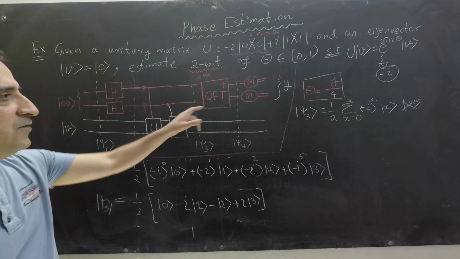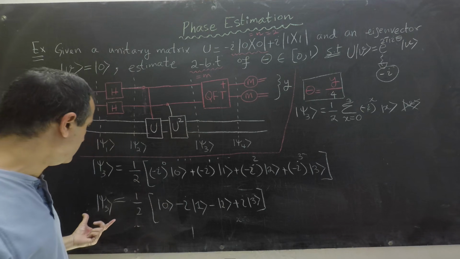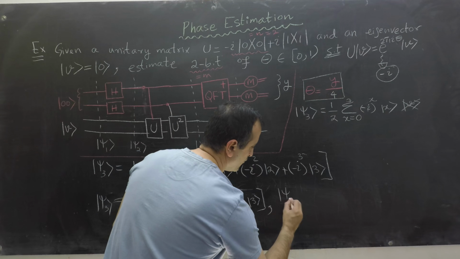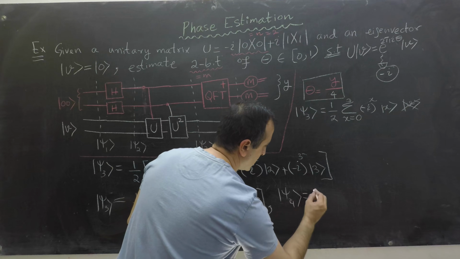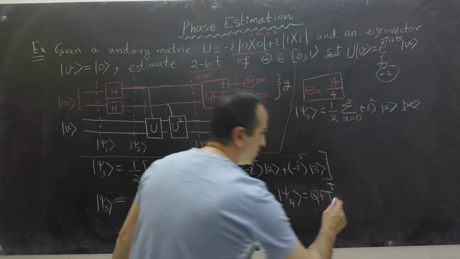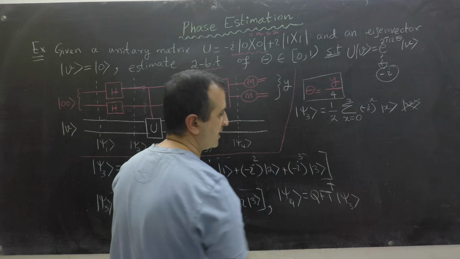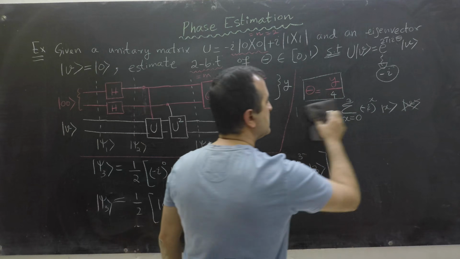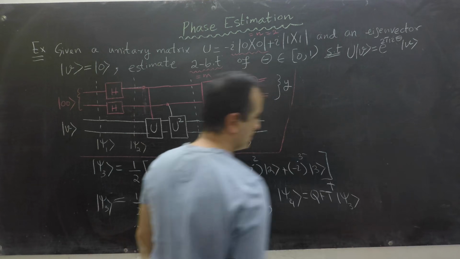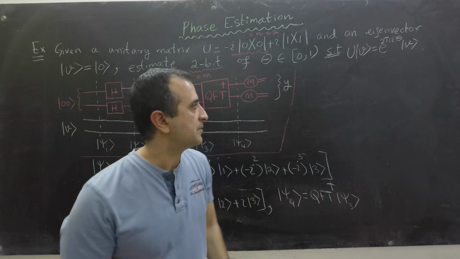To calculate |ψ4⟩, I have to apply an inverse quantum Fourier transformation on |ψ3⟩. So my |ψ4⟩ is that I apply the quantum Fourier transformation conjugate transpose on |ψ3⟩, or basically the first register of |ψ3⟩. So let me write what the quantum Fourier transformation is, and also let's calculate its inverse together.